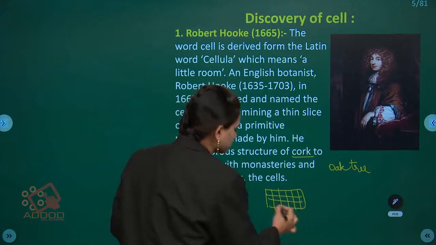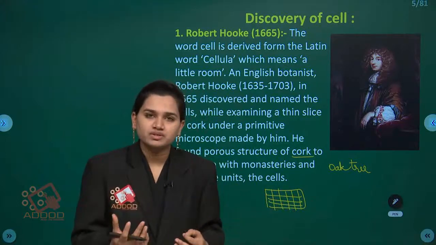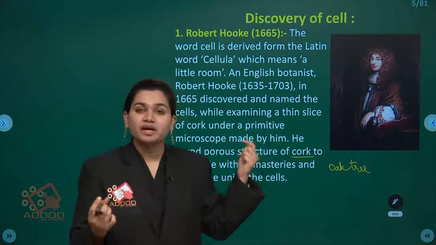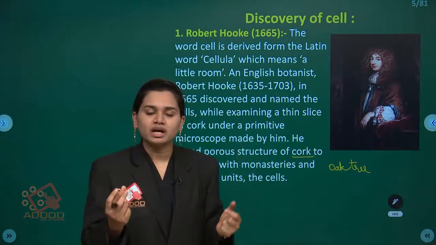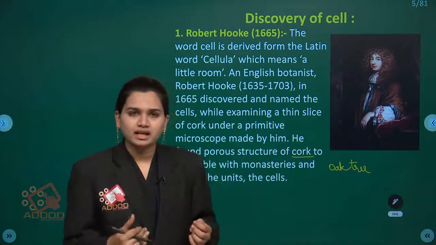It was in this way. He has seen that the arrangement of cells was in the form of monasteries. Hence, he has named the cell as cellula. Cellula means little rooms. So, out of that, the term cell came out.